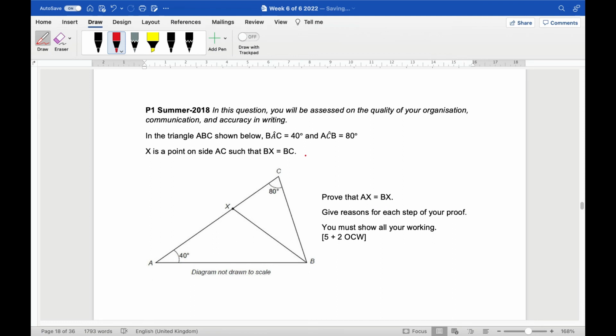Okay, a little bit more tricky. If you read it, the two bits of information there are already on the diagram. What is not on the diagram is that BX is the same length as BC. In other words, this must be an isosceles triangle. So we've got to prove that AX is the same as BX. So what we actually have to prove is that these two are also the same length. But start here. What they've told us is that this is an isosceles triangle. So think to yourself, if this is an isosceles triangle, what size is that?